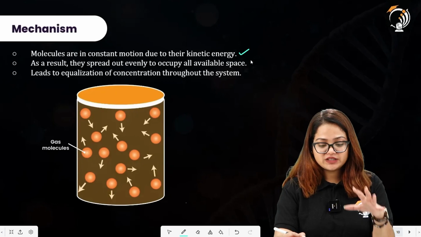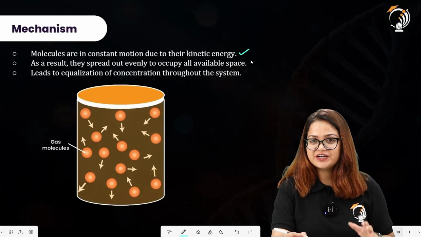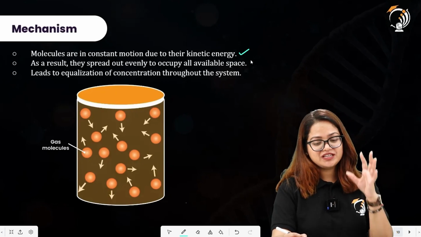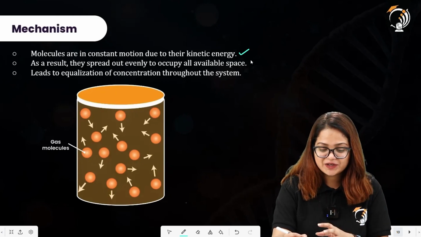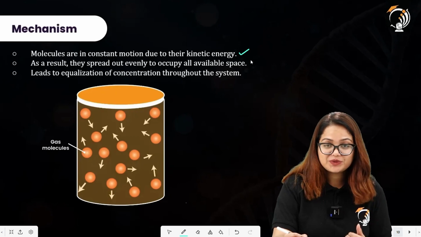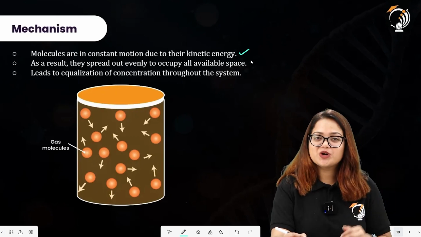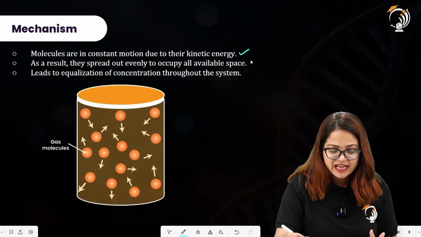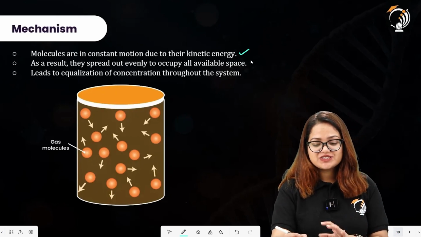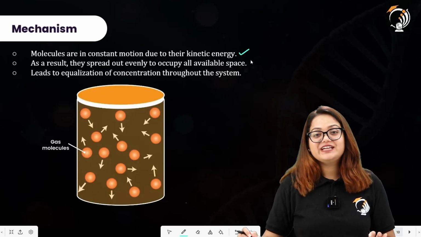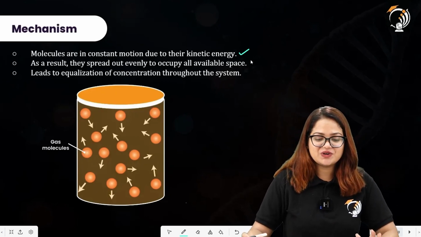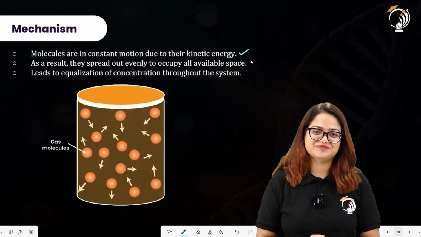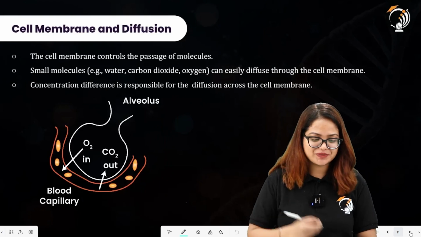If we talk about the particular diagram here, we have the container, we have the particles in it, and they are moving randomly due to their kinetic energy. Due to this, they spread out evenly to occupy all available space present in this container, which leads to equalization of concentration throughout the system. So it occurs so as to balance, or you can say equalize, the concentration throughout the system. All right, I hope you understood this one.